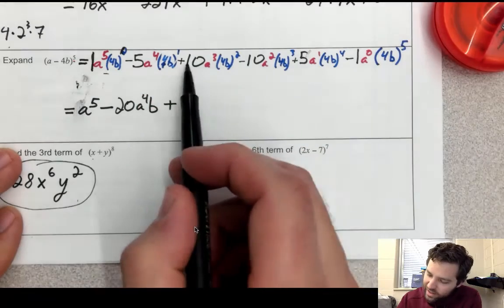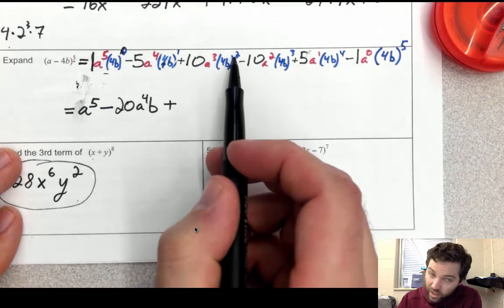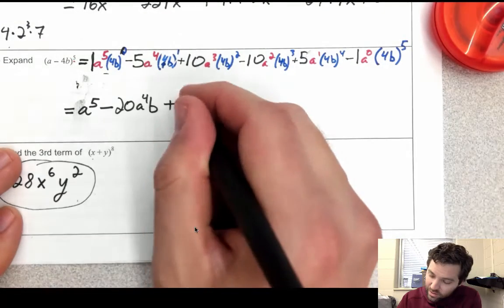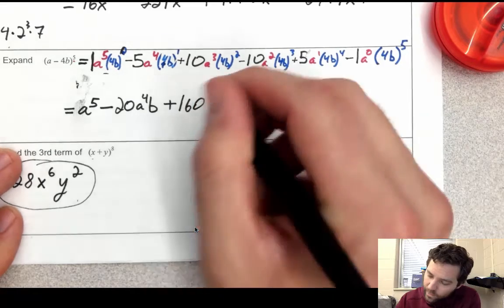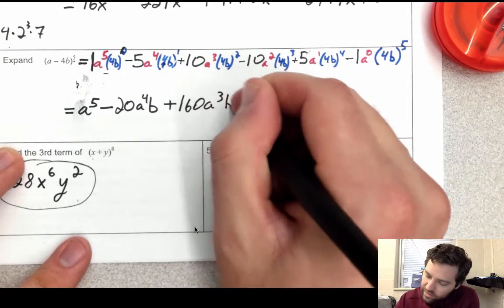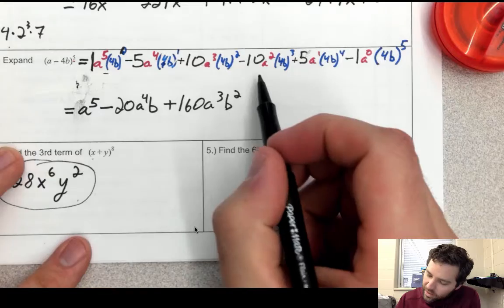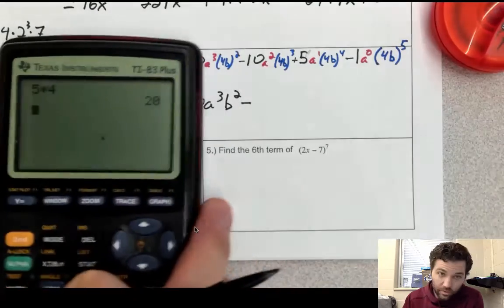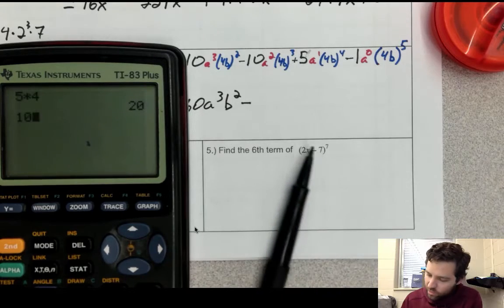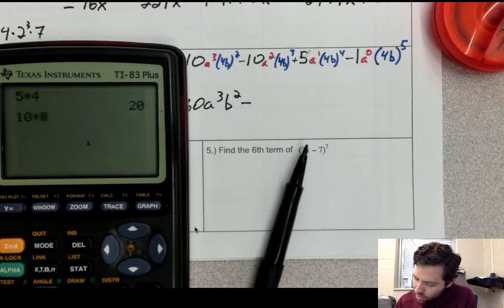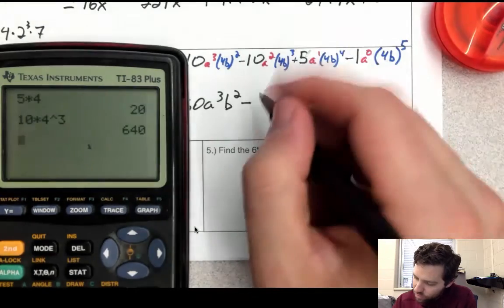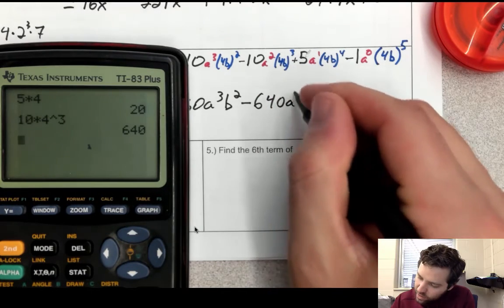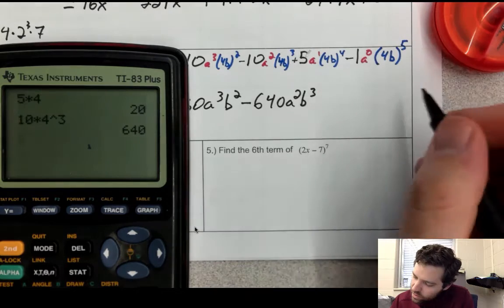Plus 10 times 4 squared. So that's 10 times 16. So that's 160 a to the 3rd, b to the 2nd. Okay, then I've got minus 10 times 4 to the 3rd. So let's write that out here. 10 times 4 raised to the 3rd, that's 640. So minus 640 a squared b cubed.